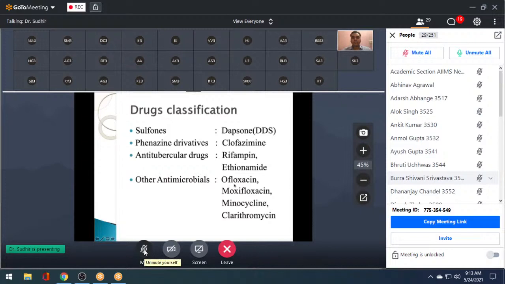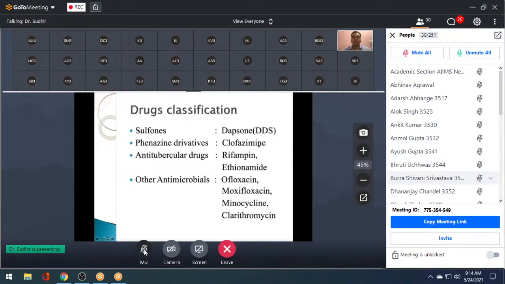Coming to other antimicrobials, these are called second-line drugs for leprosy. You have ofloxacin, moxifloxacin, minocycline, clarithromycin. So these are used when there is resistance to multi-drug therapy consisting mainly of the above drugs, dapsone, clofazimine, and rifampicin. Okay. Whenever you have rifampicin resistance, then you can add two of these second line drugs. Okay, either ofloxacin plus moxifloxacin along with clofazimine.